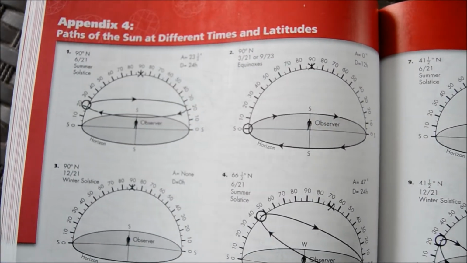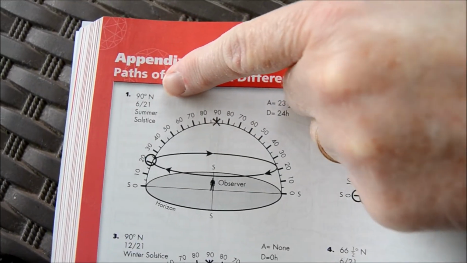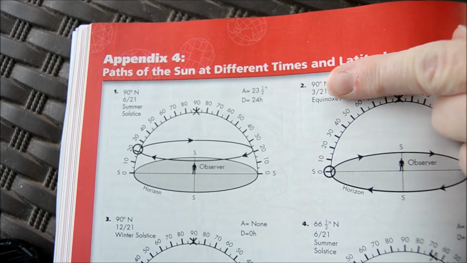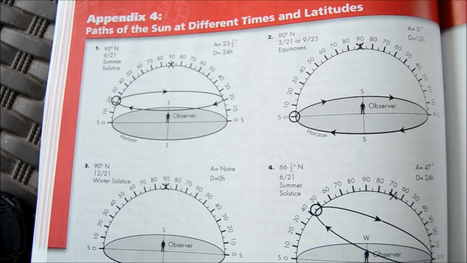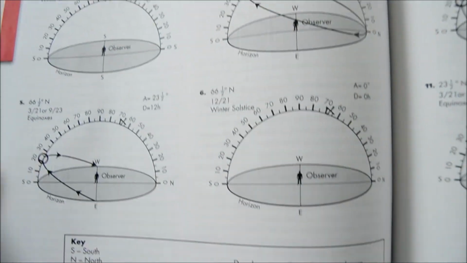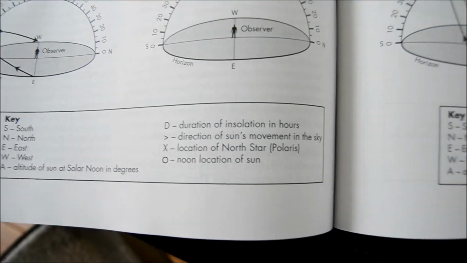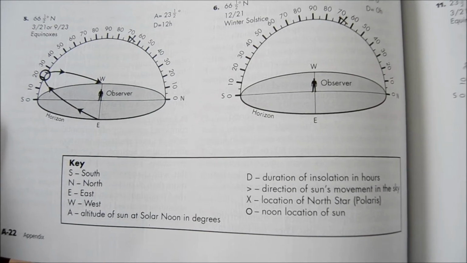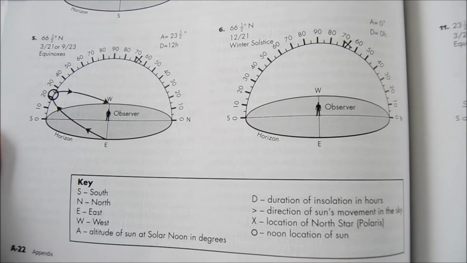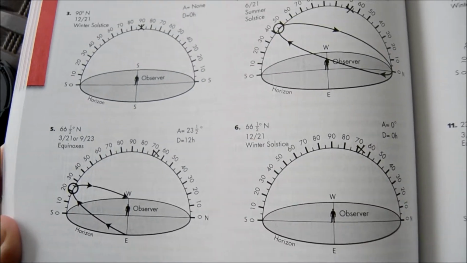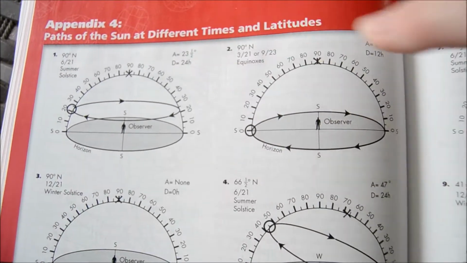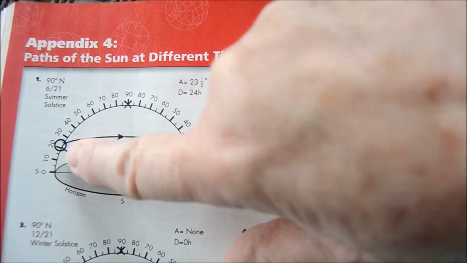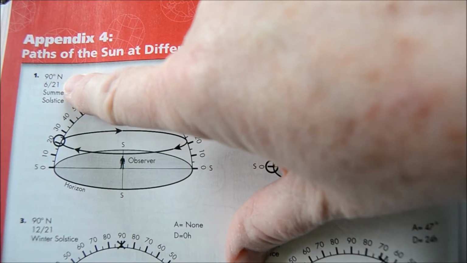Alright, we will actually go over them. So here's my 90 degrees on June 21st, which is our summer solstice, and it actually tells you what the angle, the altitude of the sun, A, over here, in solar noon in degrees is, and then it's also talking about how much daylight you have, the duration of daylight. So if you're looking, 23.5 degrees is actually going to be at the North Pole.